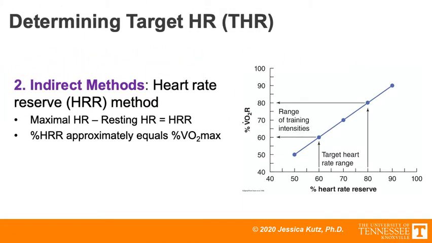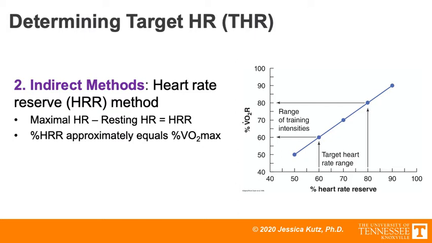More often than not, you'll be using the indirect method. In this method, you're using some math to calculate what should be the target heart range. The first indirect method that this is showing is calculating what is called heart rate reserve. To calculate heart rate reserve, you would take maximal heart rate minus resting heart rate equals heart rate reserve.